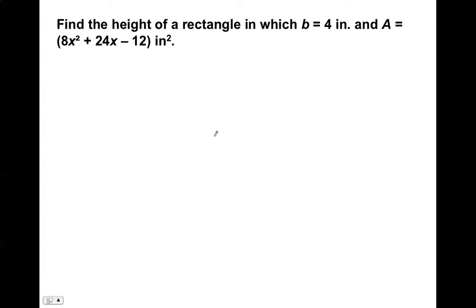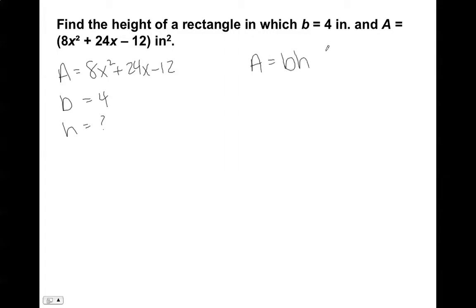Now we want to find the height of a rectangle in which we're given the base and the area. So if we make our list, we know the area is 8x squared plus 24x minus 12. Our base is 4. The height is what we're trying to find. So when we write our formula, area equals base times height, we can substitute in the information we are given. This may look difficult, but in all reality, all we have to do is divide both sides by 4 in order to get h by itself.